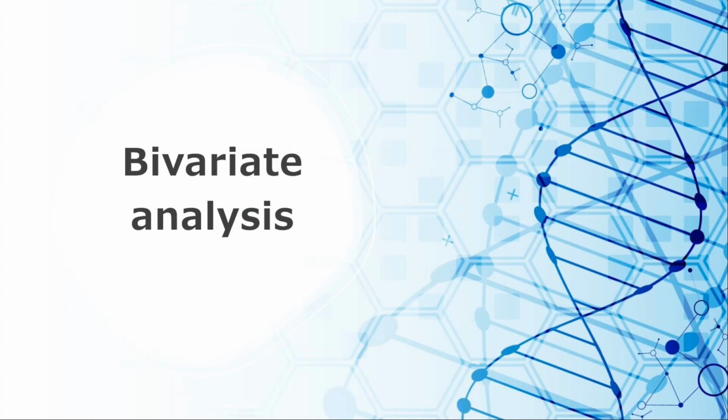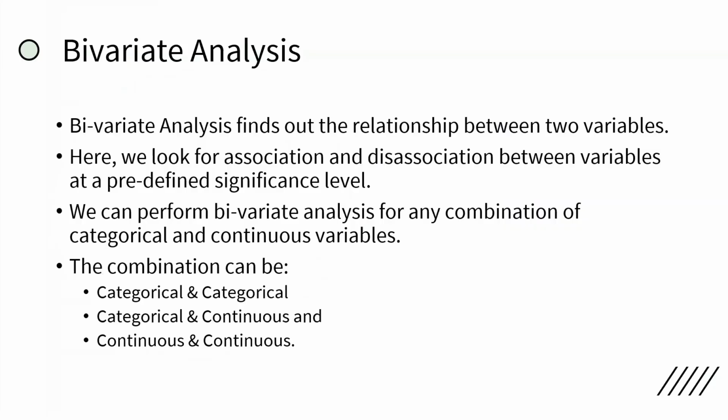So bivariate analysis helps find the relationship between two variables, right? I know I said we are more interested in finding the relation between two independent variables, but bivariate analysis, broadly speaking, can be used to find out the relationship between any two variables, right? So we are looking at both association and disassociation, meaning there is a relationship, there is no relationship. There can be a positive relationship, there can be a negative relationship. Okay, all the possibilities are analyzed.